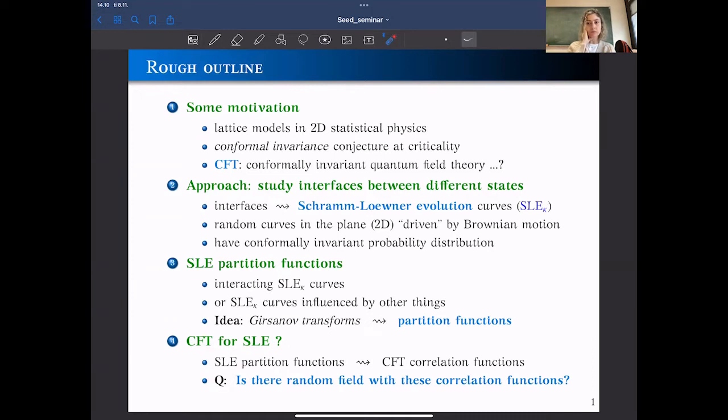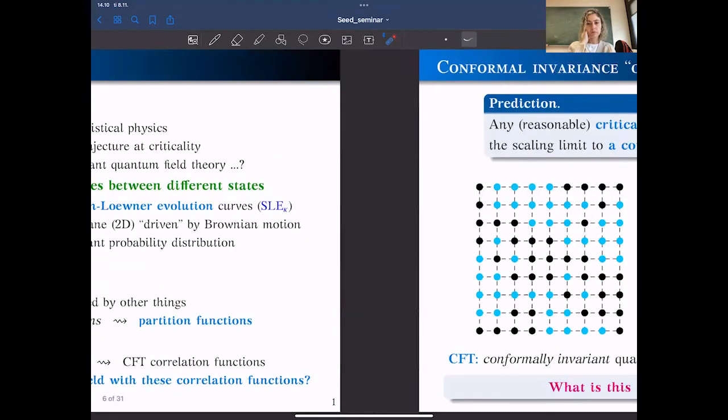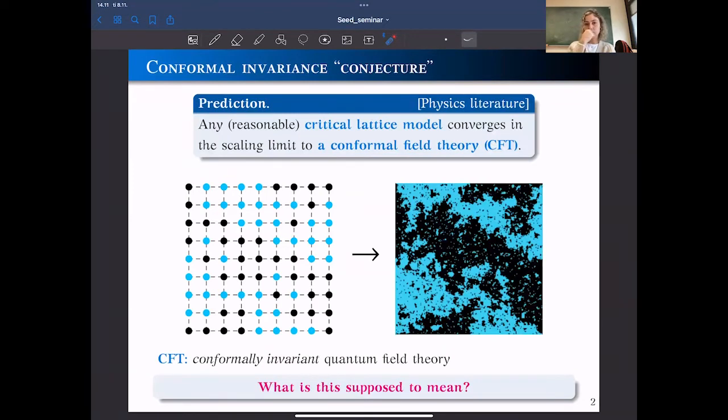If you don't already know about this stuff, you can just forget about my question and try to follow the beginning of how the story starts and what we already know. So let's go to some pictures. Here's a provocative statement. I'm going to work in the plane.